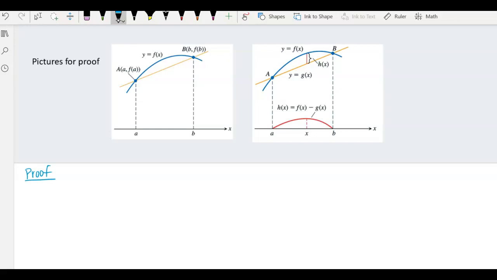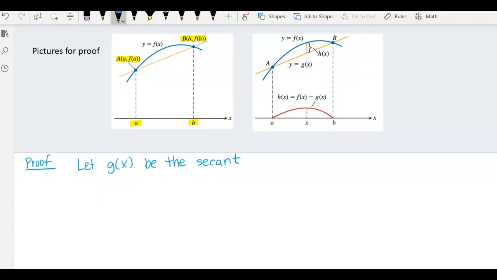The secant line that we're looking at is between the 2 points A and B. Those are the x values. And so the points are (a, f of a) and (b, f of b), right? Let's call the equation of the secant line a new function, g of x. So let g of x be the secant.